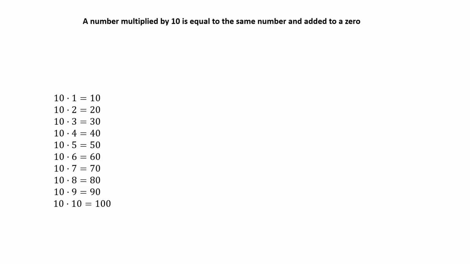Now let's look at how we multiply a number by 10. We can say that a number multiplied by 10 is equal to the same number with a 0 added. By this I mean, for example, that 10 multiplied by 4 is equal to 4, then 0, 40. 10 times 7 is equal to 7, and then added 0, 70. 10 times 9 is equal to 9, and then added 0, 90.